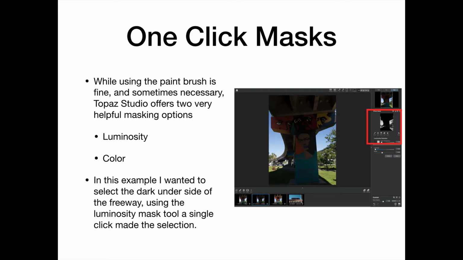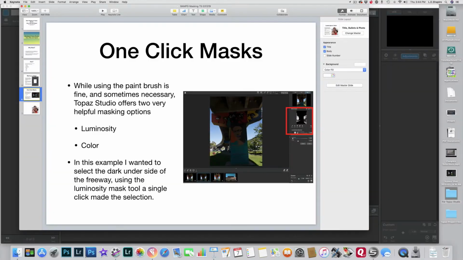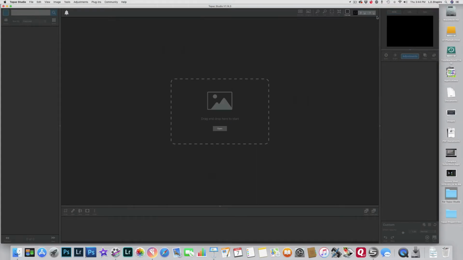We're going to talk about the one-click masks as I demonstrate the use within Topaz Studio, but as you can see here, this is a very dark picture where I just clicked using the luminosity mask, and you can see over on the red box where the mask is being shown that I've selected just the dark area. Okay, so let's go on to Topaz Studio. I've already opened it up.